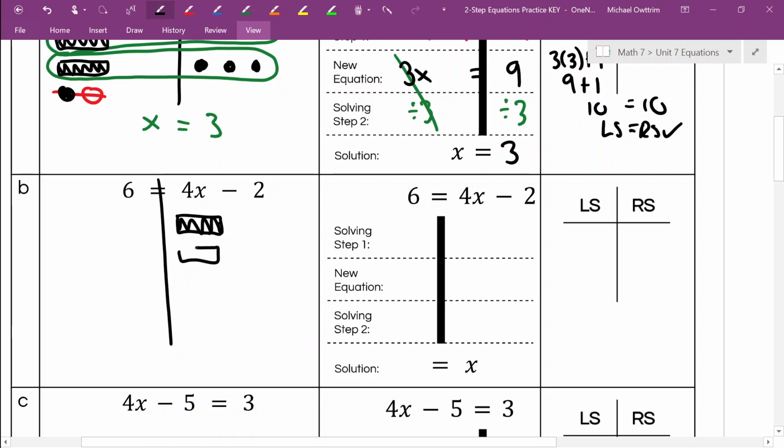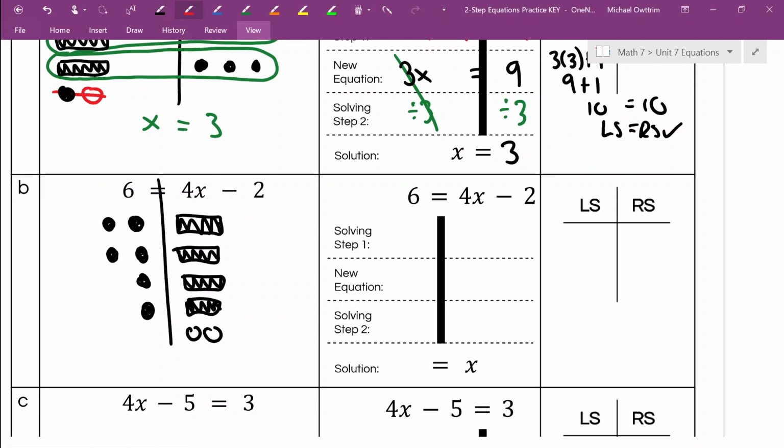1, 2, 3, 4 x's, and 2 negative constants. On the other side of the wall, 6 positives, so 1, 2, 3, 4, 5, 6 positives, matching up to my x's. Need to go ahead and get rid of the constants that are with the x's. These are the constants that are with the x's right now. To cancel those 2 negatives, I need 2 positives. I'm going to add 2 extra positives to the left side as well.